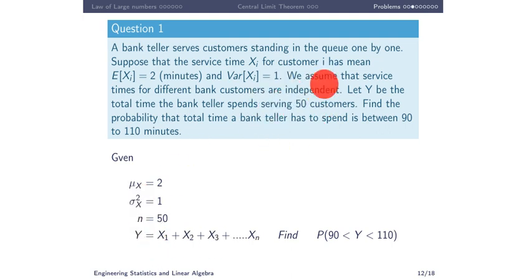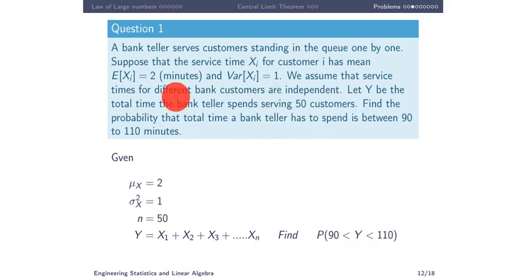We have to find the total time, so we have to add all the individual customers' times. Total time means Y is equal to X1 plus X2 plus X3 plus so on, so this is nothing but a sum of IIDs. Now what we have to do is find the probability that the total time a bank teller has to spend is between 90 and 110 minutes. You have to serve 50 customers, so we have n equal to 50, and we have to find the probability of 90 to 110. Why? Because total time means adding the time of each customer.